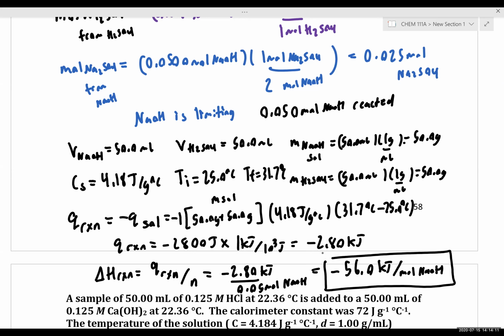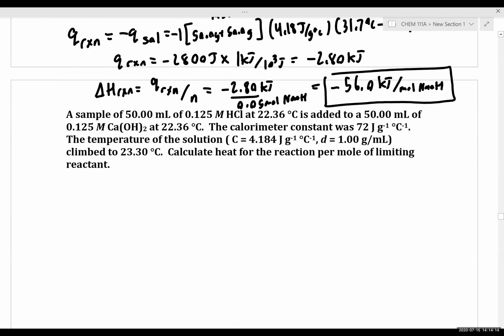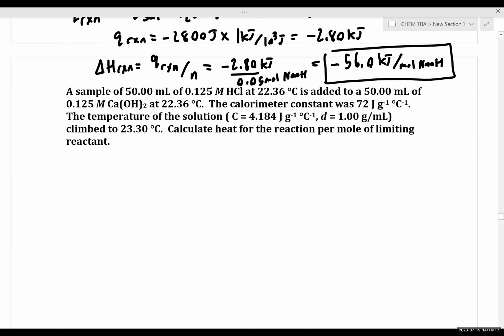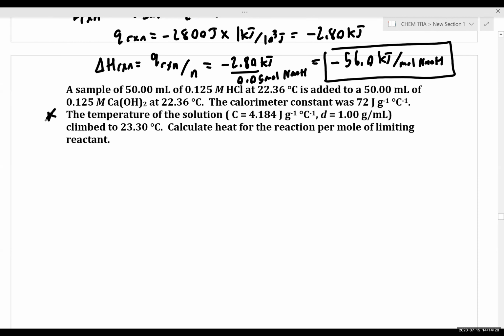So to test that we're comfortable with this idea, let's try to tackle the following problem. I want you to identify the limiting reactant, and I'd like you to calculate the enthalpy of reaction per mole of limiting reactant. So this is a long problem, so let's take about 3 to 4 minutes, and let's first identify the limiting reactant. Once we have the limiting reactant, then we'll spend another 4 to 5 minutes calculating the heat of reaction and molar enthalpy of reaction.